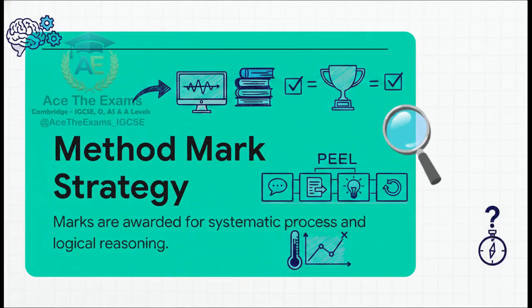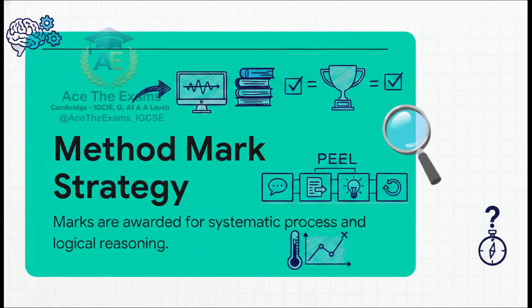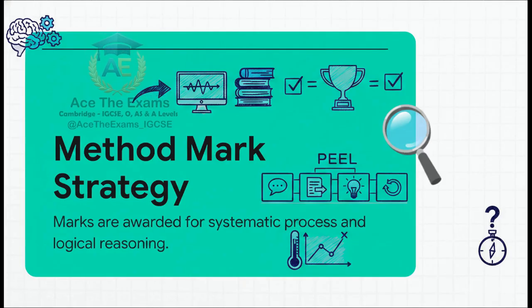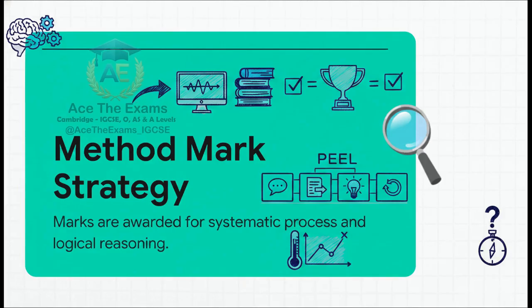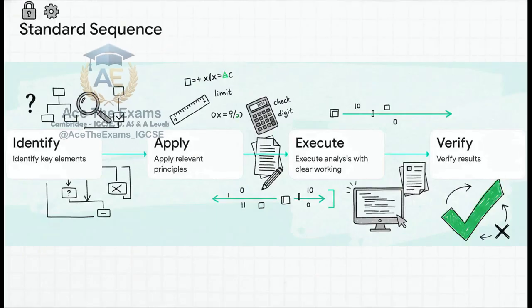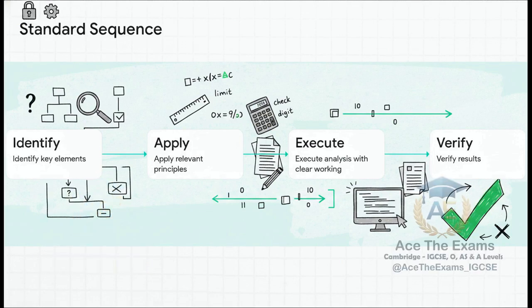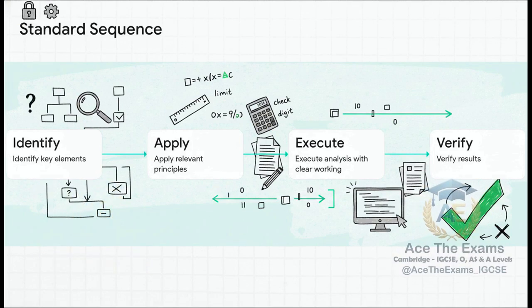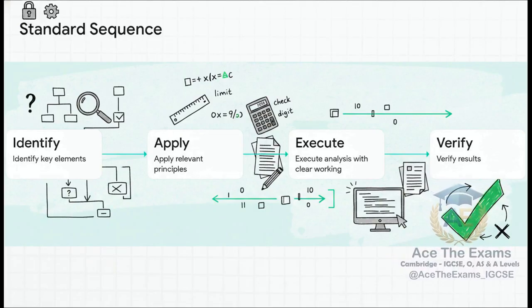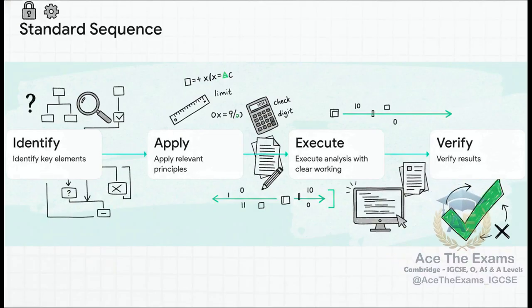And finally, the link. This is where you bring it all back to the core question's command word to show the examiner you fully satisfied their prompt. When you use PEEL, you aren't just guessing anymore. You are naturally engineering logical, structured, undeniable reasoning. The most crucial takeaway here is that this standardized sequence unlocks what we call the method mark strategy. Top candidates use a rigorous 4-step algorithmic approach to answering complex questions.